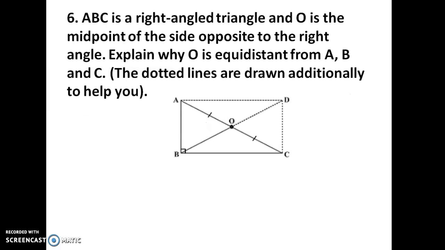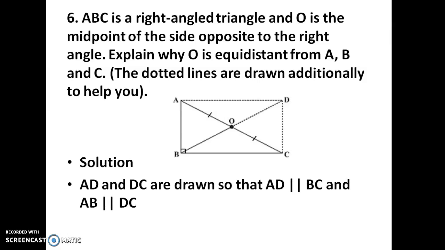Sixth problem, ABC is a right angled triangle and O is the midpoint of the side opposite of the right angle. Explain why O is equidistant from A, B and C. The dotted lines are drawn additionally to help you. So this is how the figure is given. So you have to say how this O is equidistant. Equidistant means it is of equal distance from A, B and C. So we have to say that.